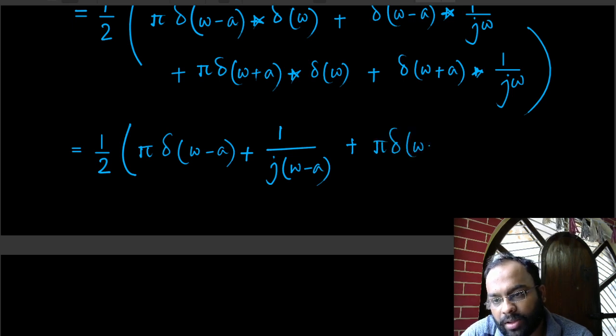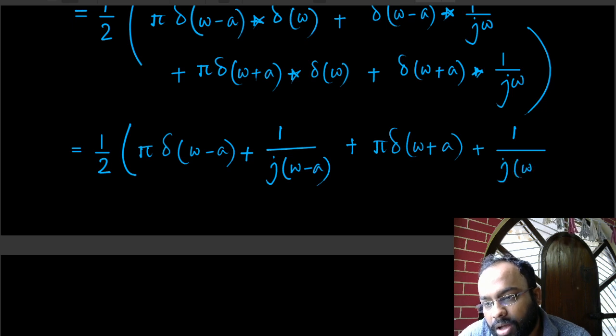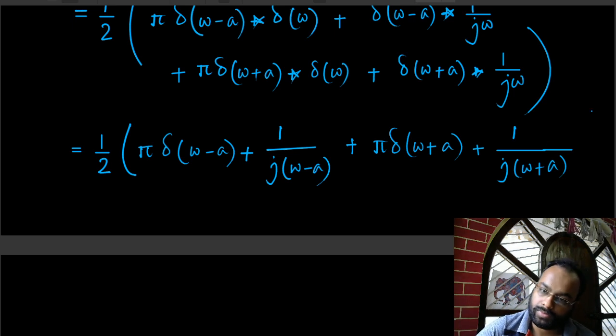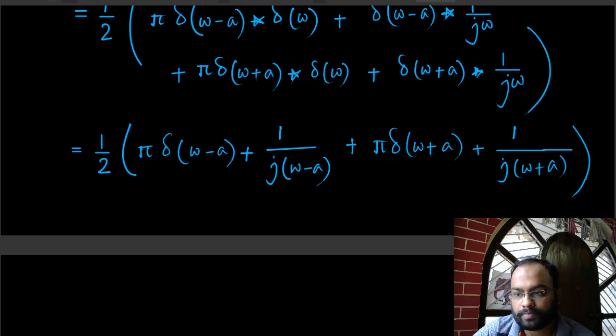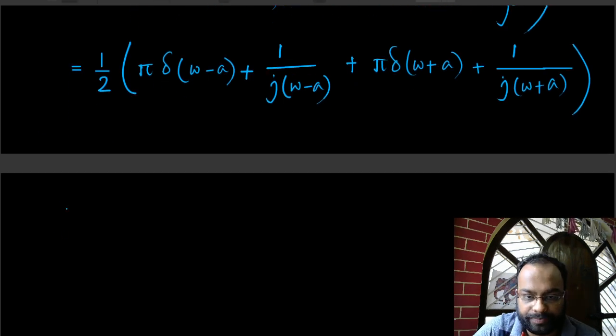Pi delta omega plus a, right? And then we have plus this, your h omega convolved with this, right? So I have 1 by j omega plus a. All right, that's the entire convolution internally happened. So we have figured out the Fourier transform of the whole thing. So all I have to do right now is just do some more calculation.